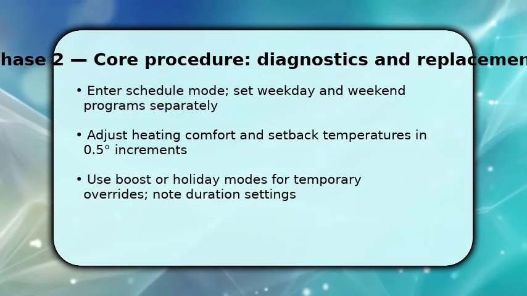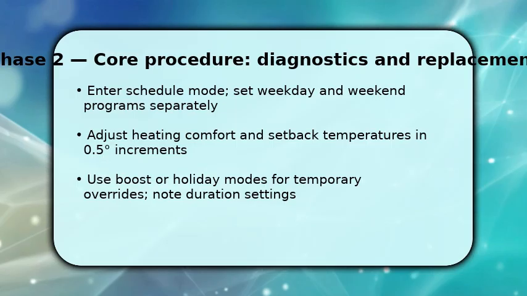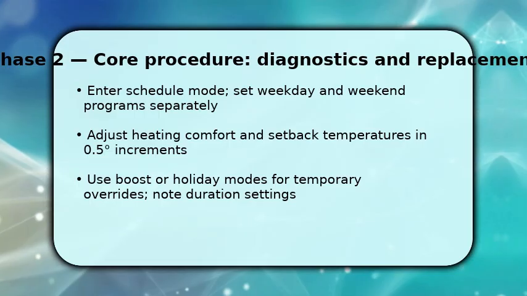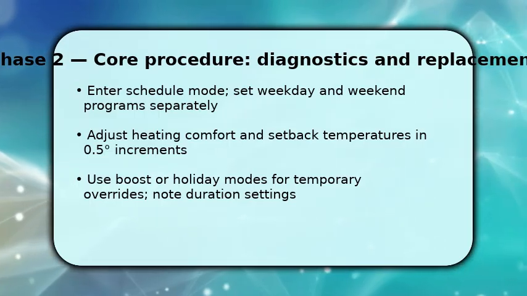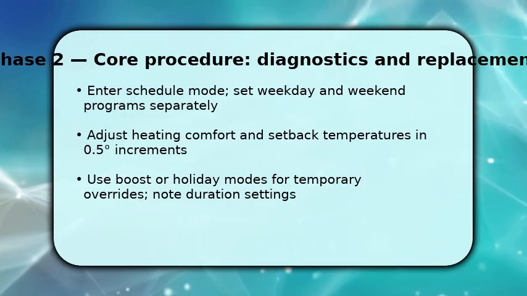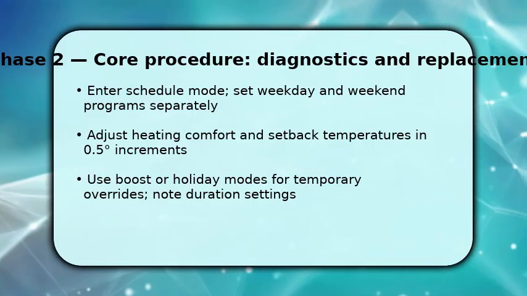Now you program daily schedules. Press Schedule, select weekday then weekend, and add time blocks for comfort and setback periods. You should use 0.5 degree steps to fine-tune comfort versus savings. This optimizes energy use.